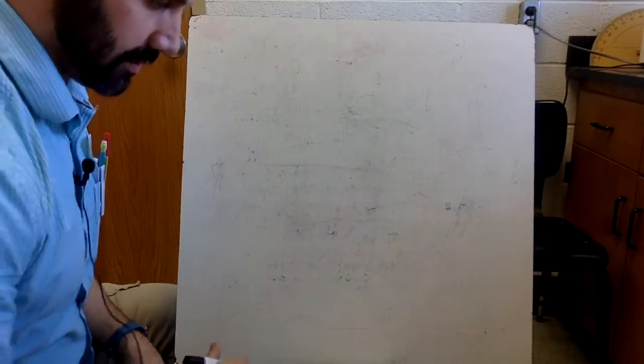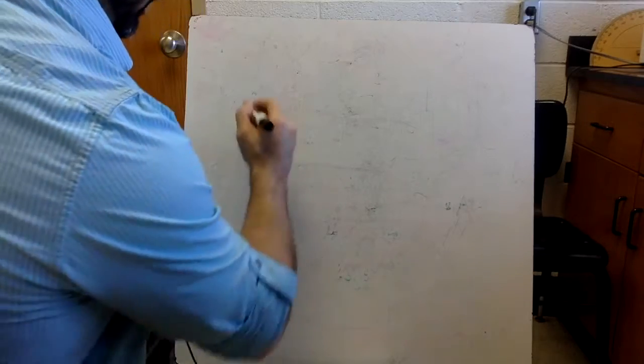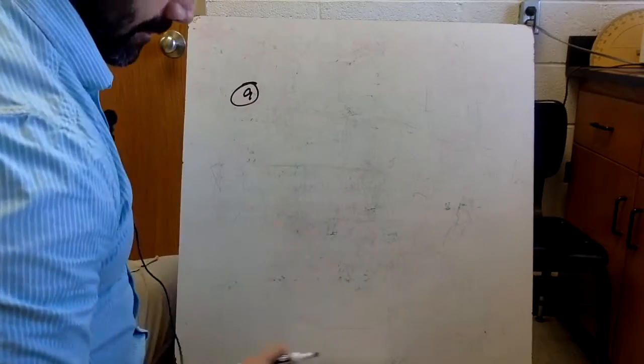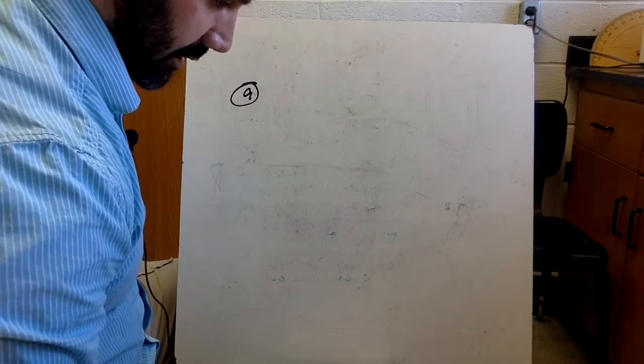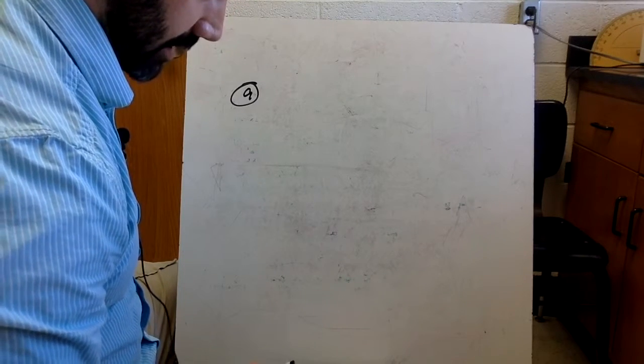In this example, we've got a test charge. So we start off with part A. We want to know the magnitude and direction of the electric field, and we want to know the force on an electron placed at the same location.